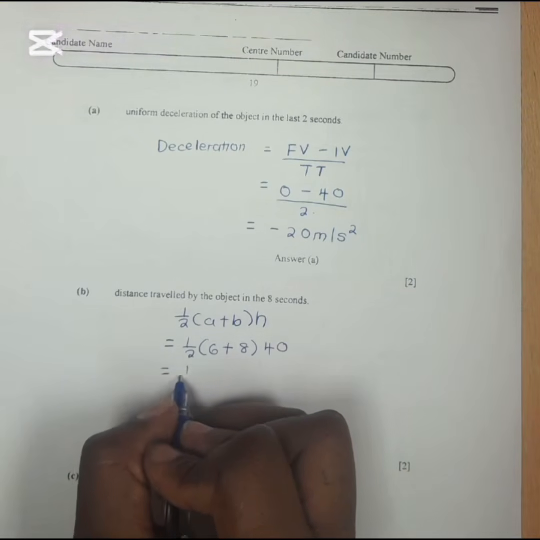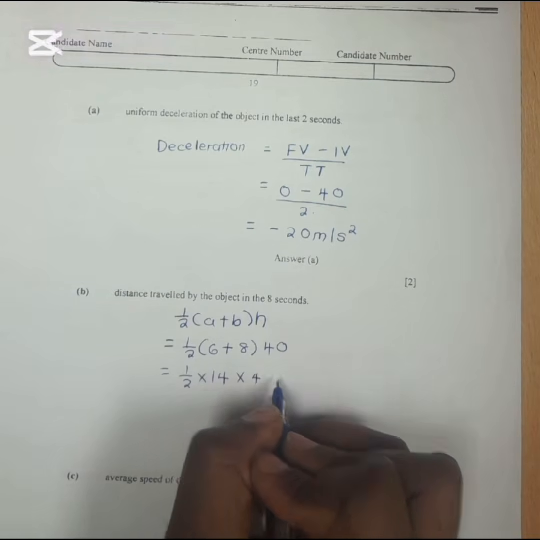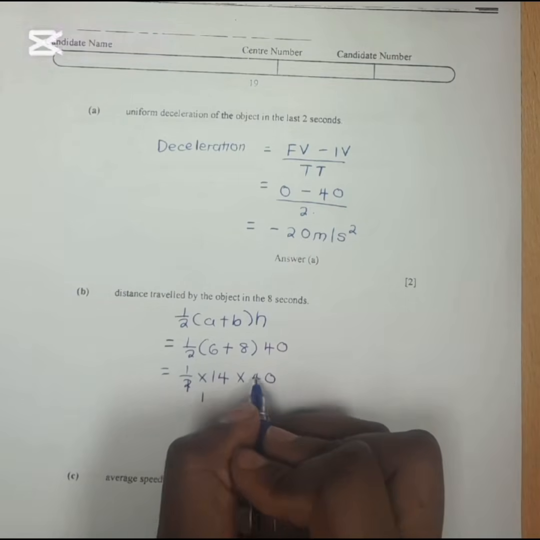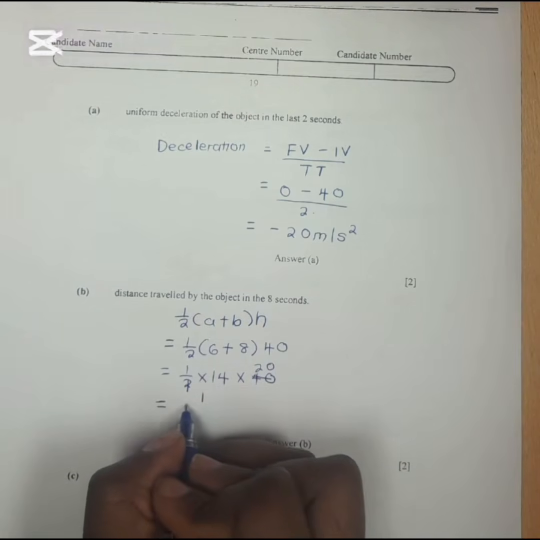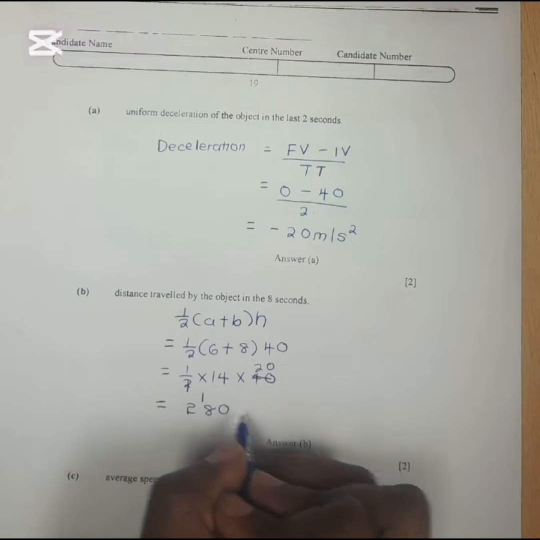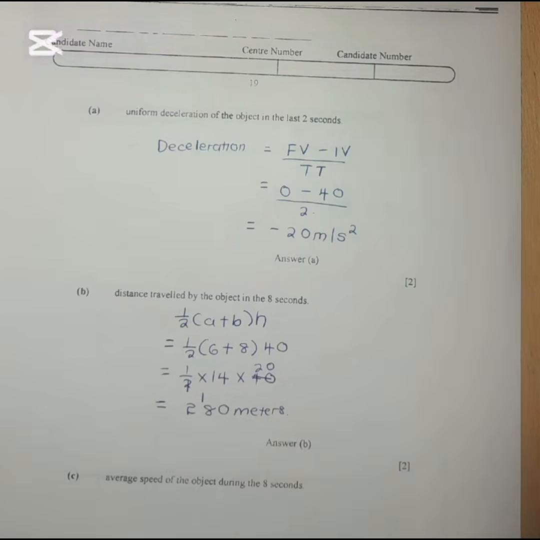So we say half times 14 times 40. 2 into 2, 1. 2 into 4, 20. 20 times 14, we are going to get 280 meters. Don't forget to put the units.